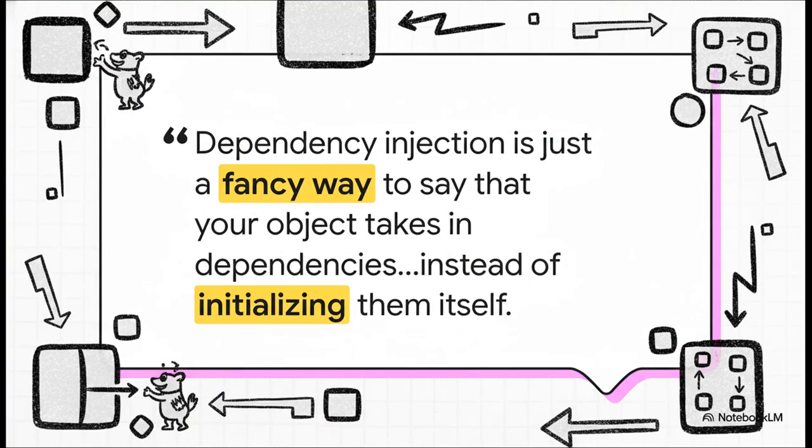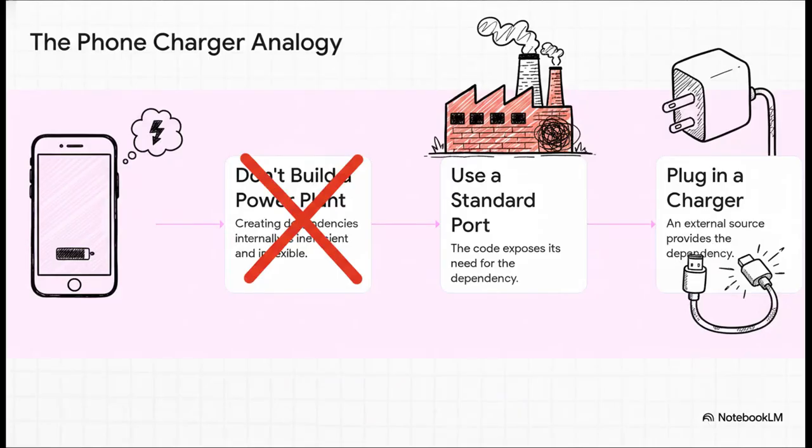I love this quote I saw on Reddit because it just cuts right through all the technical jargon. It says, "Dependency injection is just a fancy way to say that your objects take in dependencies instead of initializing them themselves." That's it. That's the whole magic trick. Instead of your code building what it needs on the inside, you just give it what it needs from the outside.